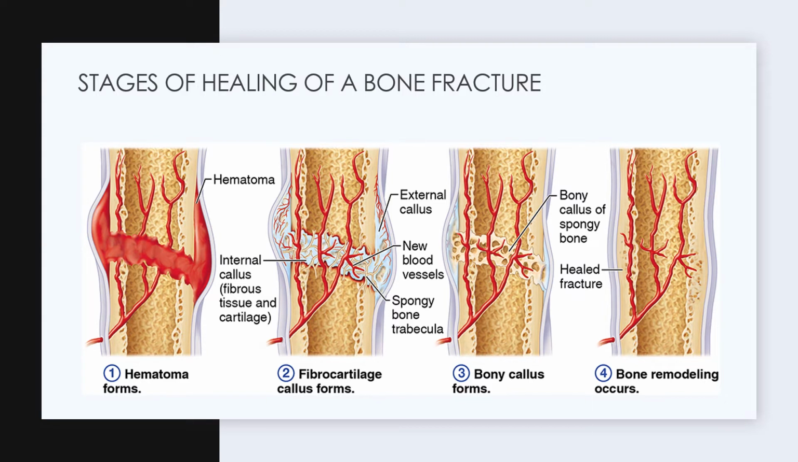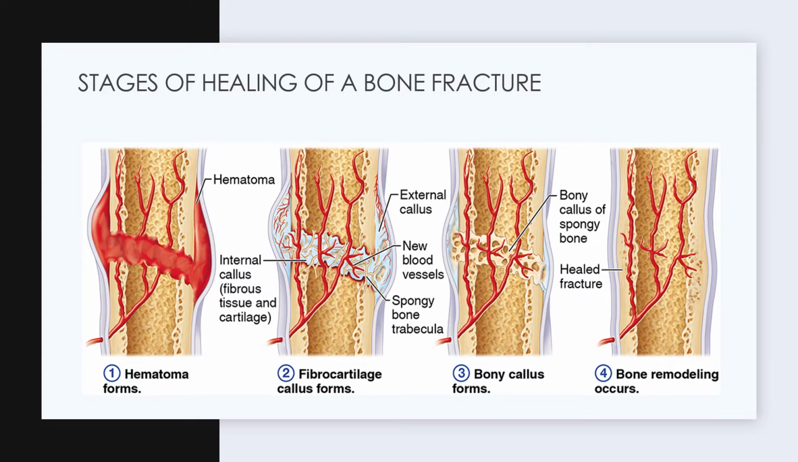Let's talk about the stages of healing of a bone fracture. So this breaks it into four parts here. So first, the hematoma forms. Blood vessels are ruptured when the bone breaks. As a result, a blood-filled swelling or bruise called a hematoma forms, and bone cells deprived of nutrition die.